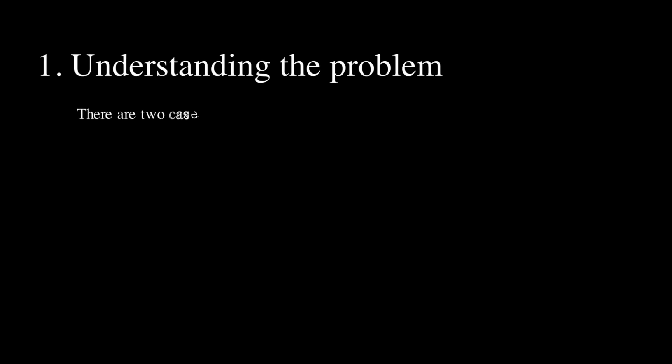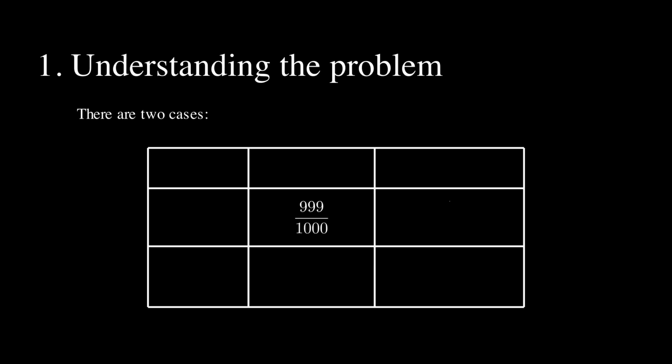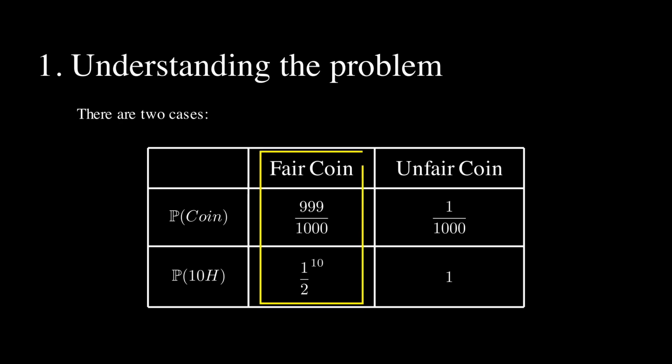This problem has two cases. We either select the fair coin or the unfair coin. We could choose the fair coin with probability 999 thousandths, and the probability of observing 10 heads given that we've selected the fair coin is 1/2 to the 10th power.